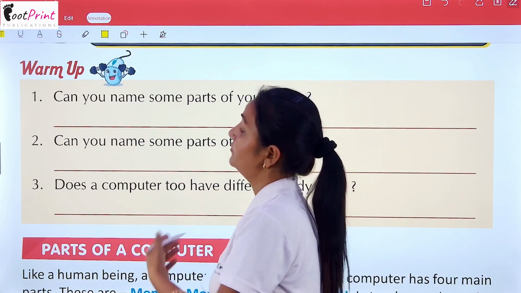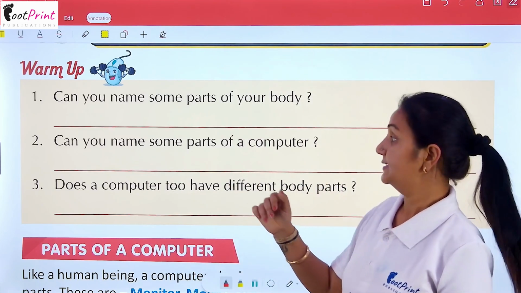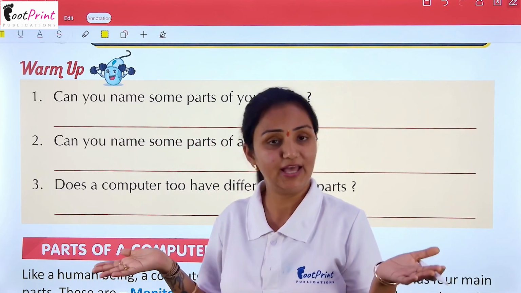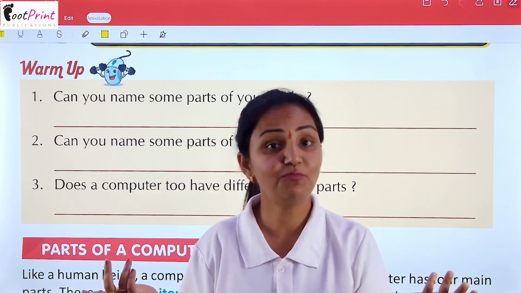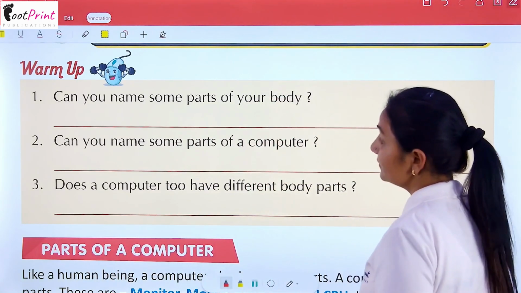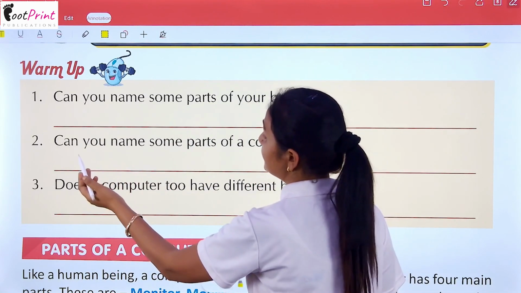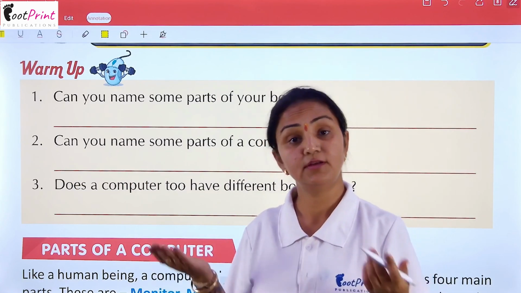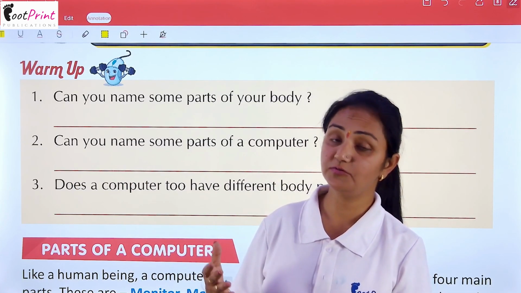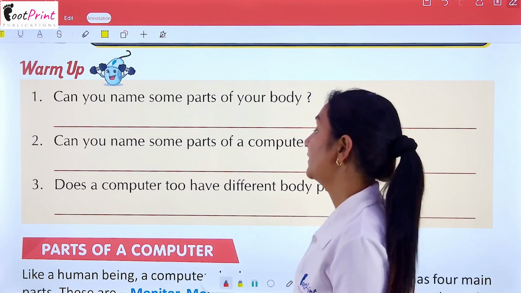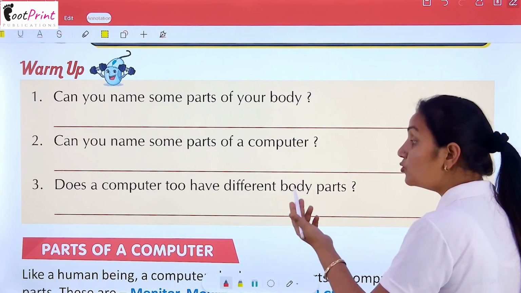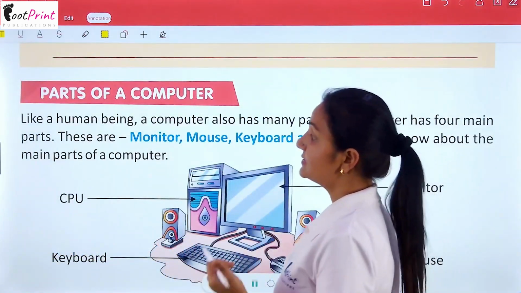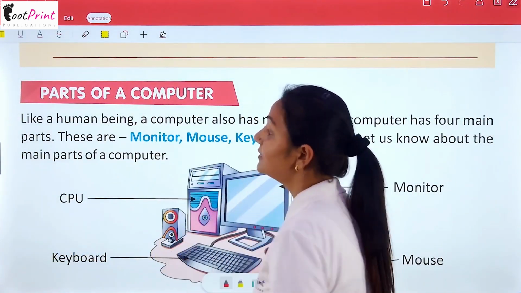First of all, we have to do the given warm-up question. Can you name some parts of your body? Yup, everyone knows about the parts of the body. Okay, so you will write here yes. Can you name some parts of a computer? If you know, then you can write here yes. If you don't know, then you can write here no. Does a computer too have different body parts? Yes. This is the topic, parts of a computer.